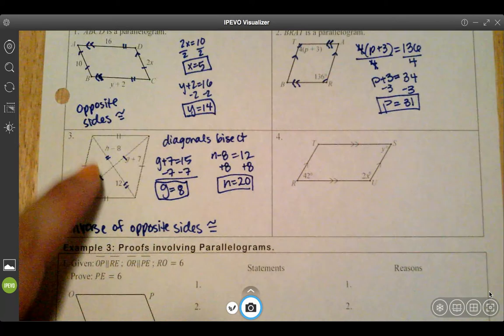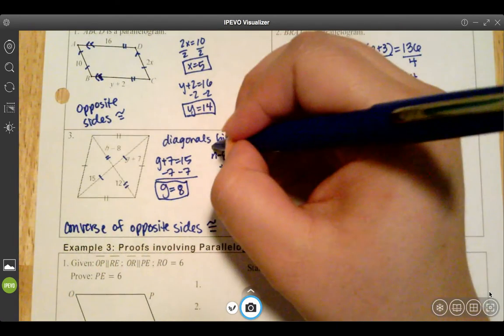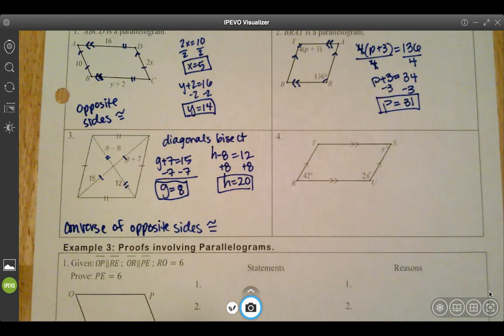That might be an H. It might be an N. If you like H better, you can just make it an H.